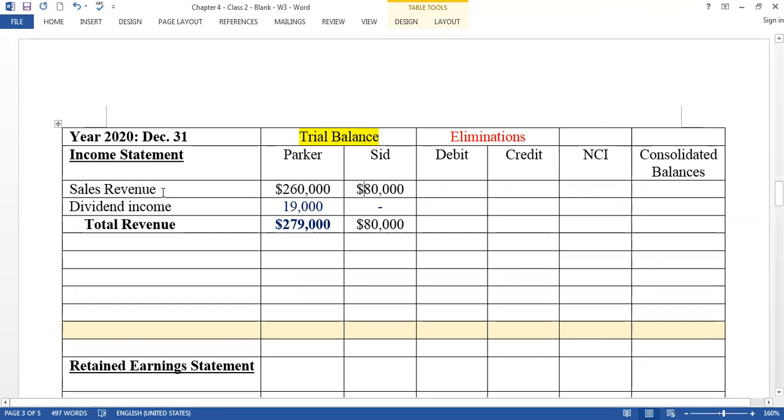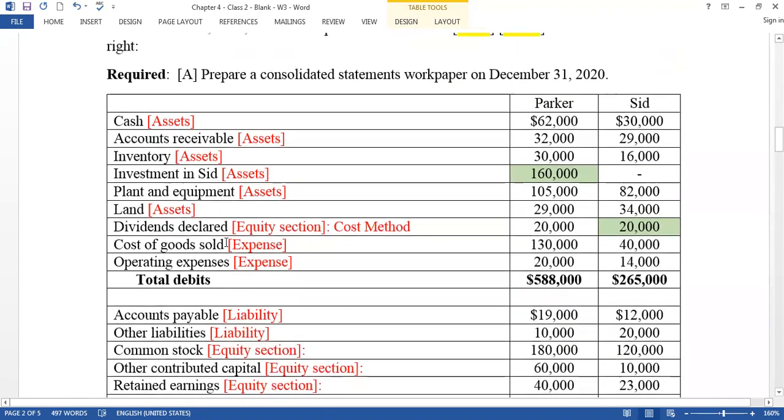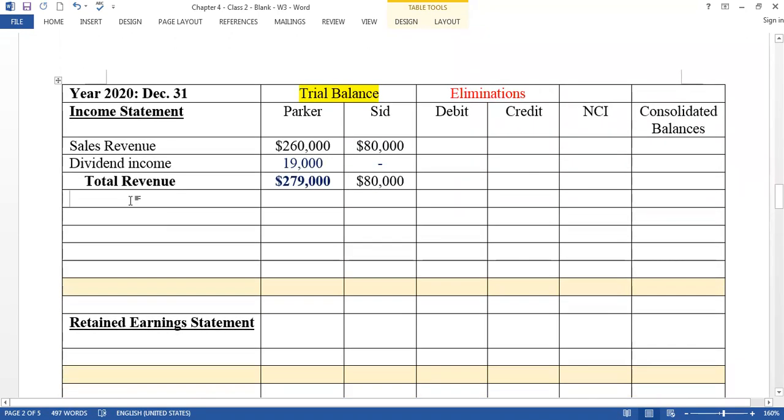I believe you understand up to here, because the income statement starts with revenue. Then revenue minus expense, right? I already mentioned we have some expenses. Look, we have cost of goods sold, right? Cost of goods sold is our expense.